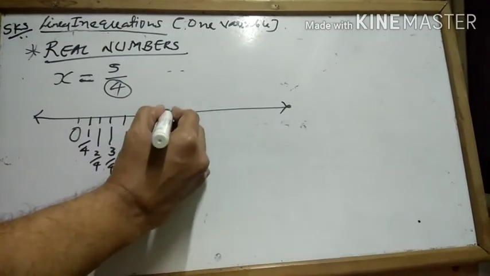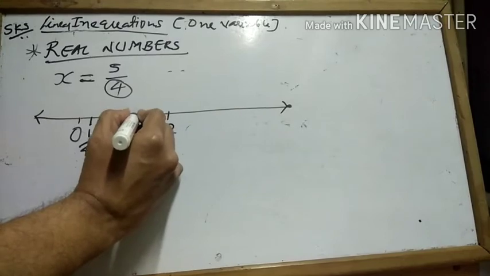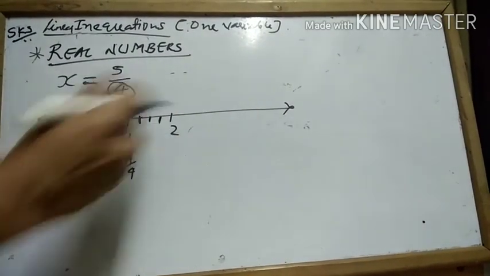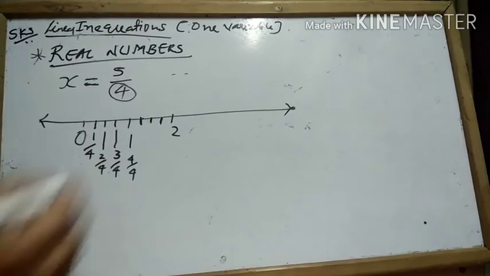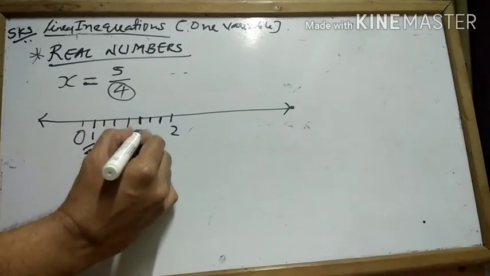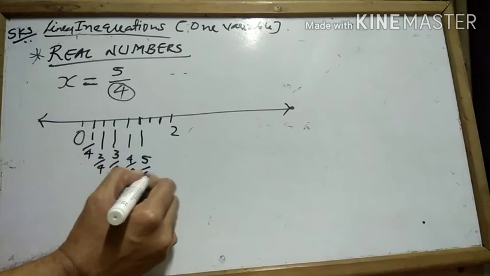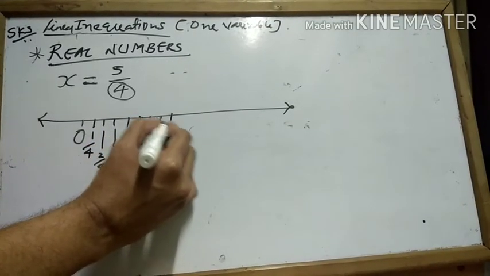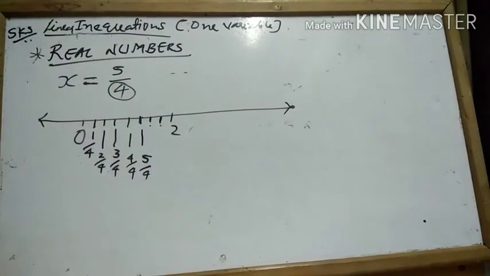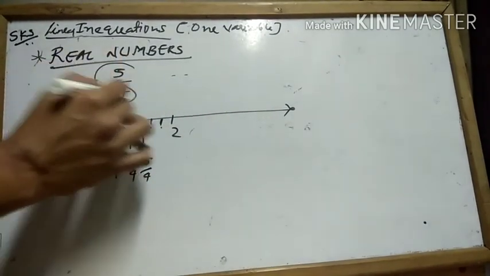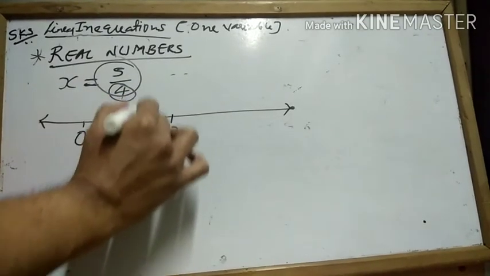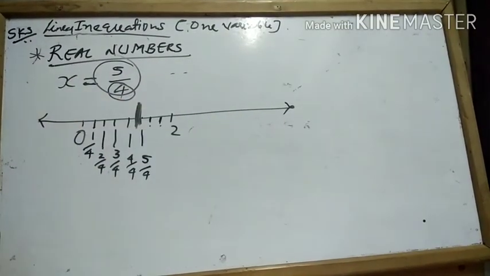Again from 1 to 2, I have to divide it into 4 equal parts. If I mark 3 points, then it will be divided into 4 equal parts. This number will represent 5 upon 4, this number 6 upon 4, 7 upon 4, 8 upon 4, which is equal to 2. So I have to represent 5 upon 4 over here. So my x value is nothing else but represented over here.